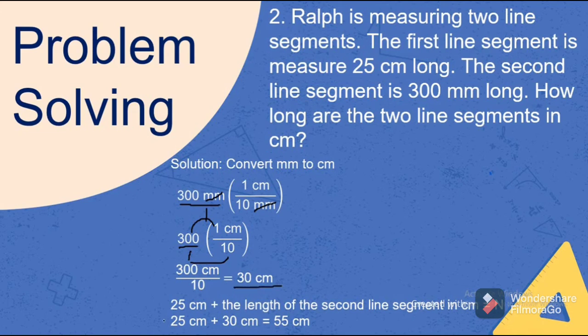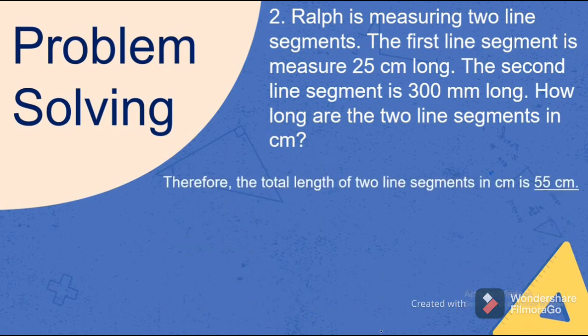Next is use the equation. 25 centimeters plus the length of the second line segment in centimeters is equal to n. Since we already converted millimeters to centimeters, we just need to substitute the value for the second line segment in centimeters. So we have 25 centimeters plus 30 centimeters is equal to 55 centimeters. Therefore, the total length of two line segments in centimeters is equal to 55 centimeters.